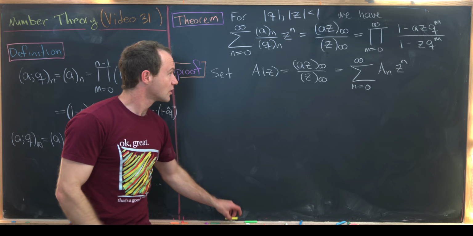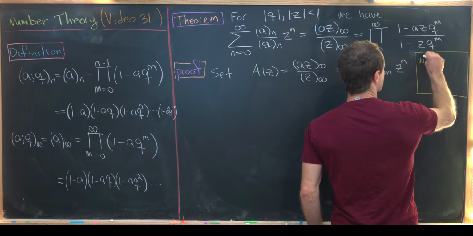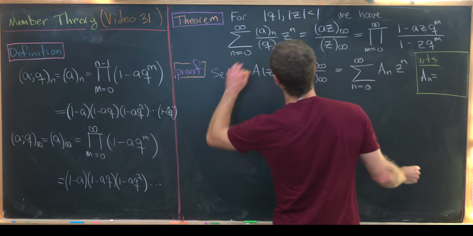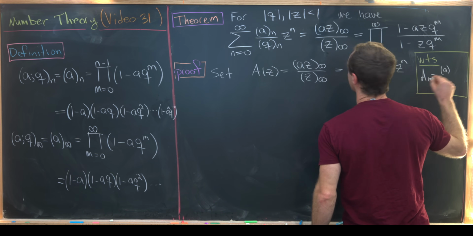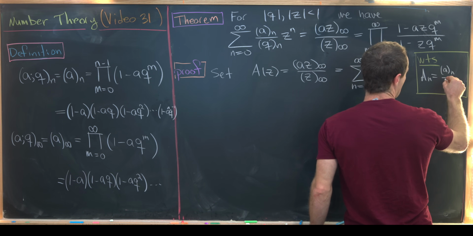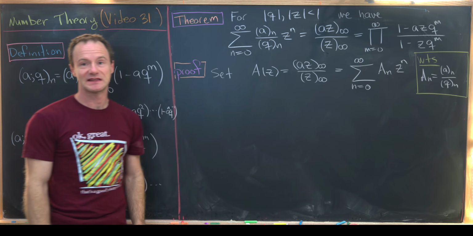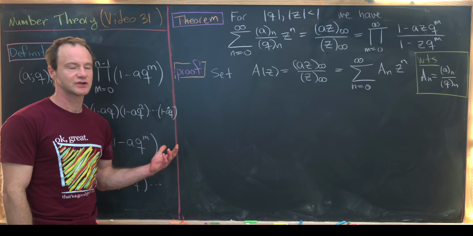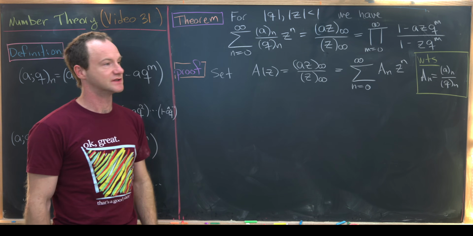So notice in order to finish this off, what we'll want to show is that a_n is in fact equal to this guy right here. So it's this Pochhammer symbol (a;q)_n over (q;q)_n. That's what we want to end up with. If we can get to that yellow box, then we've proven this theorem. And so what we're going to start by doing is looking for a recursion among these coefficients.